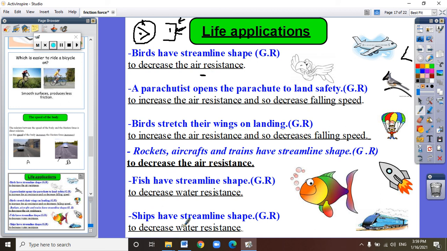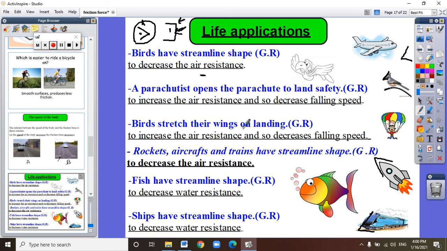The same question here. The ships have a streamlined shape also to decrease the water resistance, because we are decreasing what? The surface area. And the modern trains, as you can see, also have a streamlined shape. Why? To decrease the surface area and decrease the friction force or the air resistance. And the rockets here also have a streamlined shape. Why? To decrease the air resistance by decreasing the surface area.